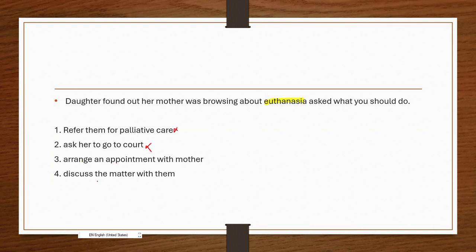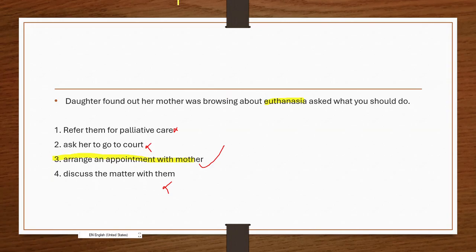But if you discuss it together with the daughter, the mother might not come up with the problem that she's actually having. So the wisest thing would be to arrange an appointment with the mother and not to discuss it together at this stage. Okay, so the answer would be answer 3, arrange an appointment with the mother.